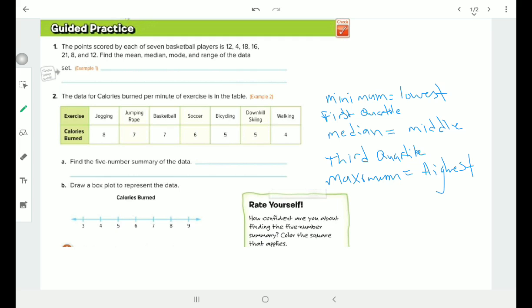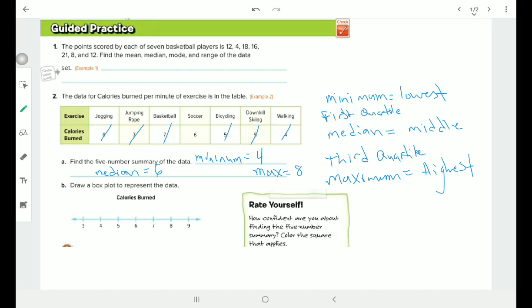So with that being said, we know that our lowest number here, or our minimum, is 4, which is walking. So our minimum equals 4, right? So 4 calories per minute from walking. We know that the maximum equals 8 calories per minute from jogging. And now we can find our other 3. We know that the median, which is our middle, we can figure that out by just crossing out the numbers we have. And we get all the way down to 6. So our median here is 6.